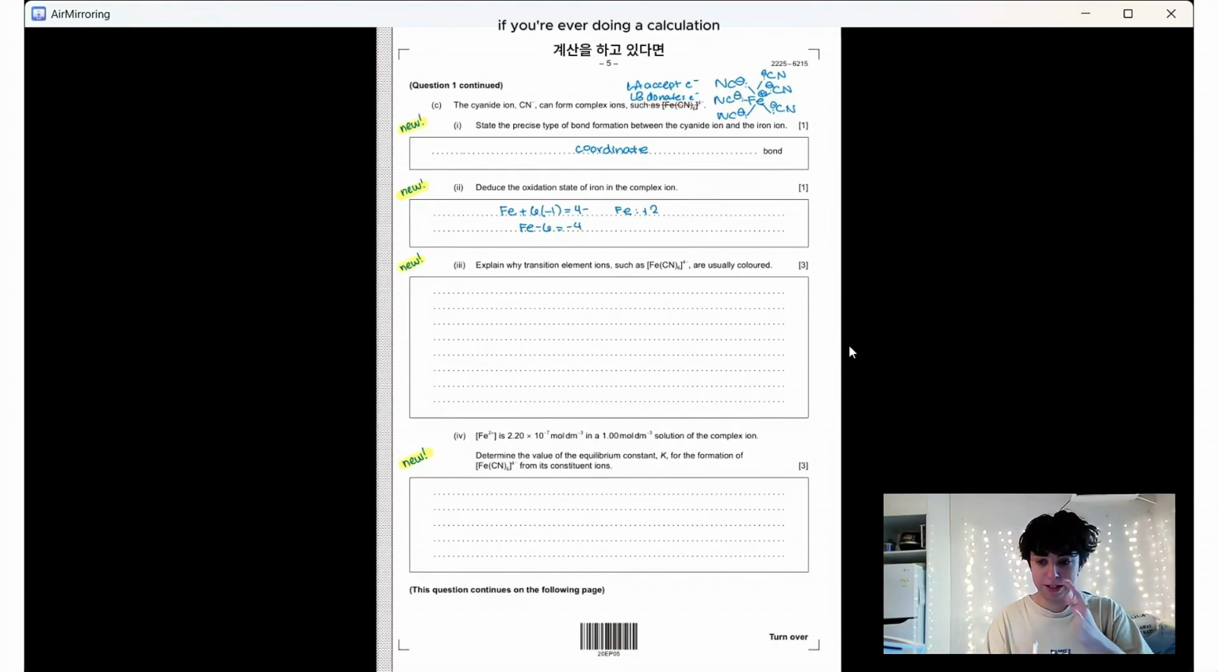Also, I'm going to be honest, if you're ever doing a calculation of the oxidation state of a transition metal, there's like a 50% chance it's going to be +2. So if you have no idea, just guess +2. I'm not going to lie, it's probably a good piece of advice.